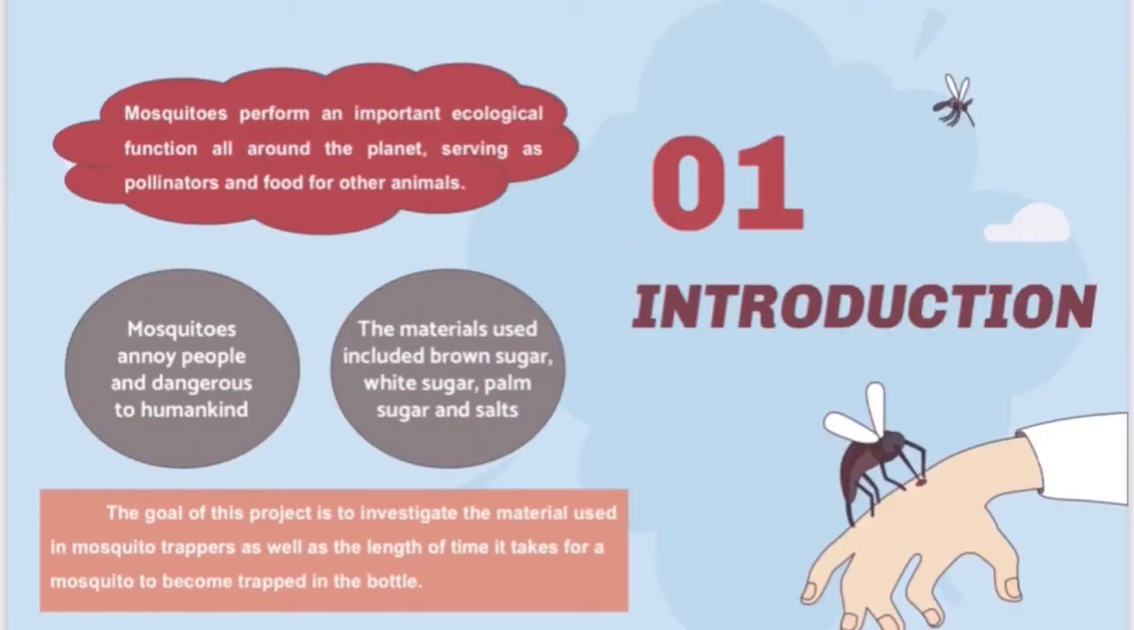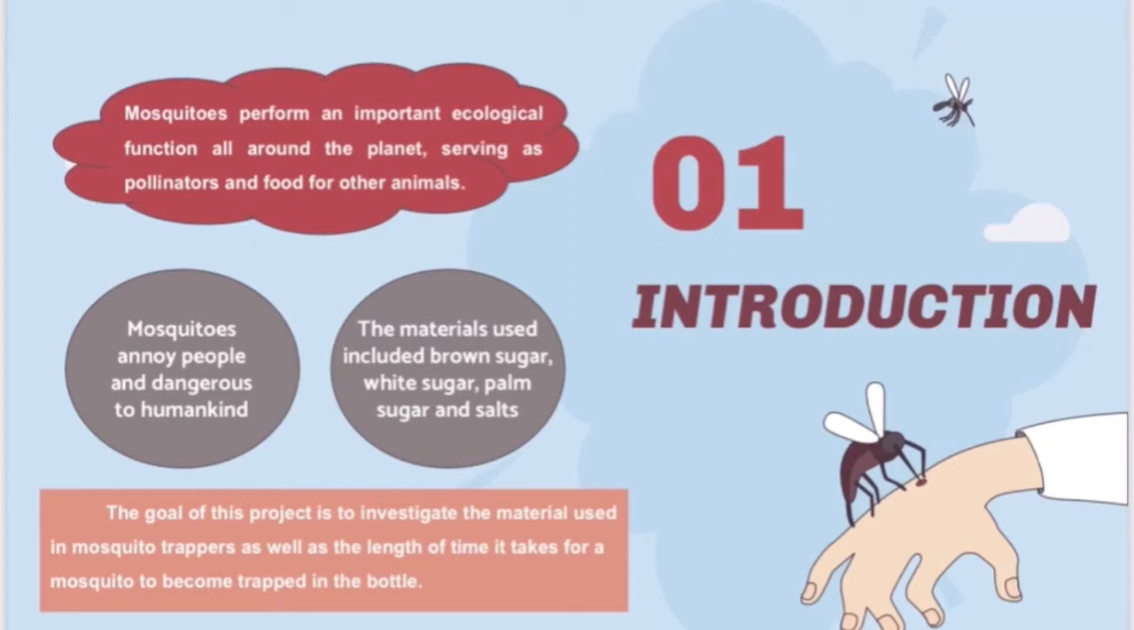In this slide, we will discuss the introduction of this project. Mosquitoes perform an important ecological function all around the planet, serving as pollinators and food for other animals. We can see that mosquitoes annoy people and are dangerous to humankind.